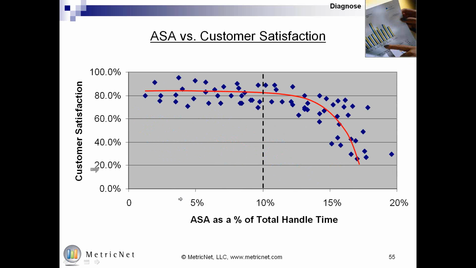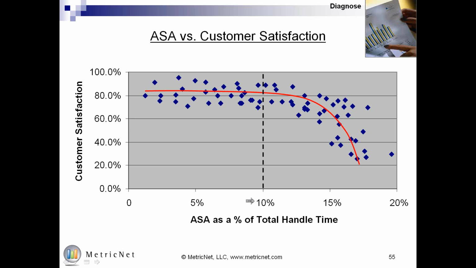In fact, if you look at ASA versus customer satisfaction, you can see that at reasonable average speeds of answer, there's no impact on customer satisfaction. Now, the x-axis here is not absolute ASA in seconds. It's ASA as a percent of total handle time. So if you have a 10-minute handle time, 10% of that would be 1 minute. What this chart says is that as long as your ASA is less than 10% of that handle time, you're not going to see any impact on customer satisfaction. So why would you go to a 5-second ASA when a 1-minute ASA is adequate?